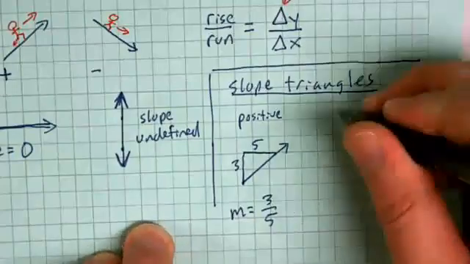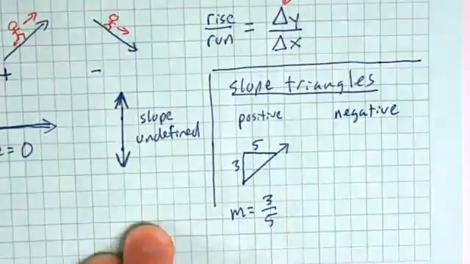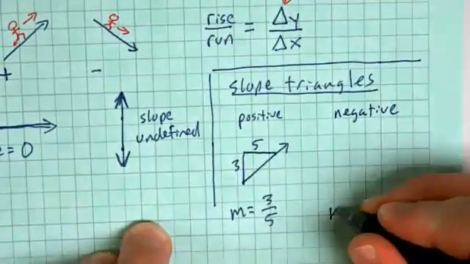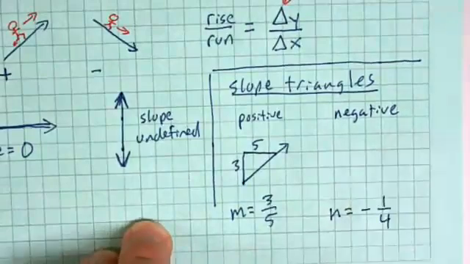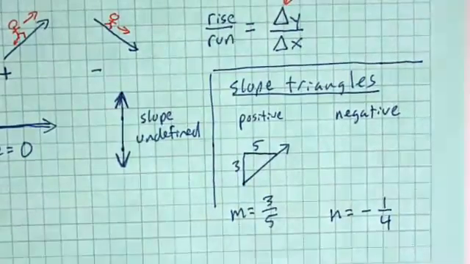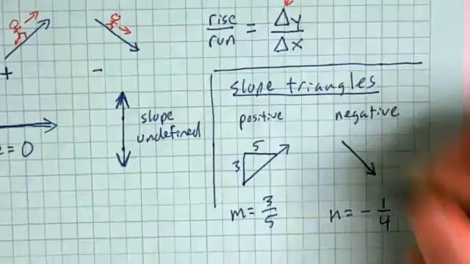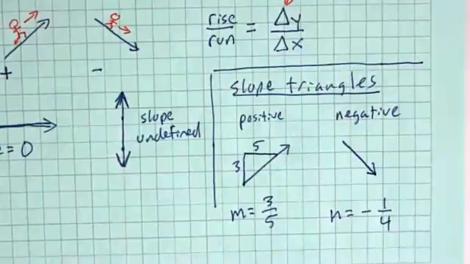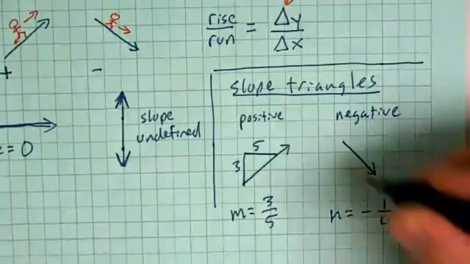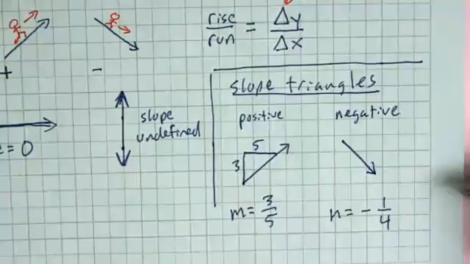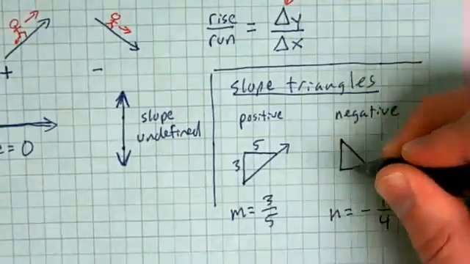Okay, what if it's a negative slope? Let's say our slope was something like m equals negative 1/4. Now when I draw my slope triangle, I'm going to draw a line going down to the right. Always goes to the right. And I'll draw my slope triangle off the beginning of that. And this time I'm going to go down and over.